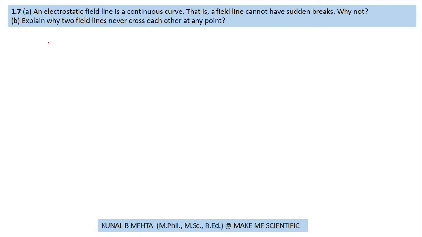Now here we are being told that the electrostatic field is a continuous curve. Why can it not be discontinuous, or why can it not have any sudden breaks? The second part is to explain why two lines can never cross each other.